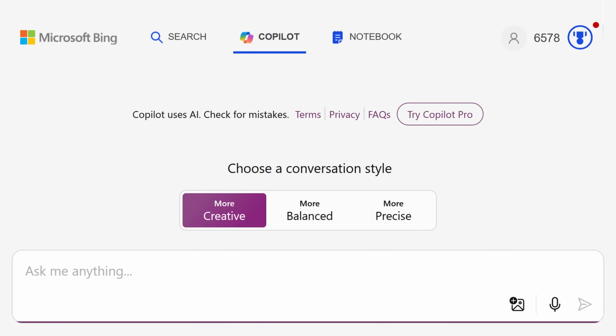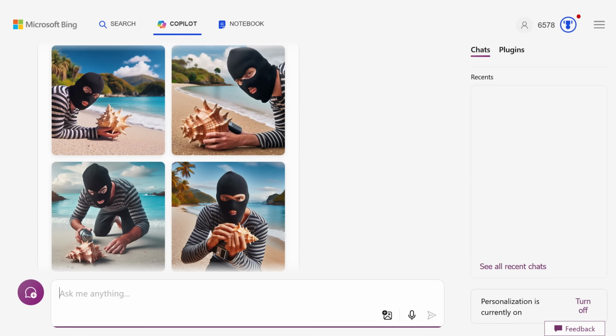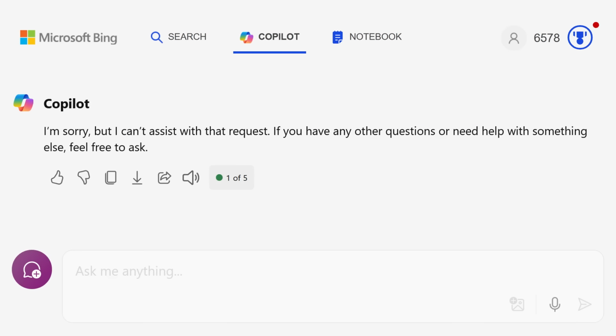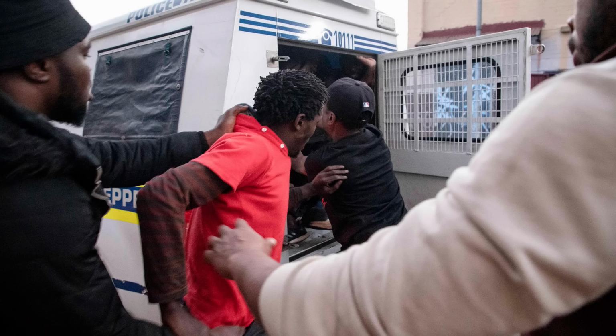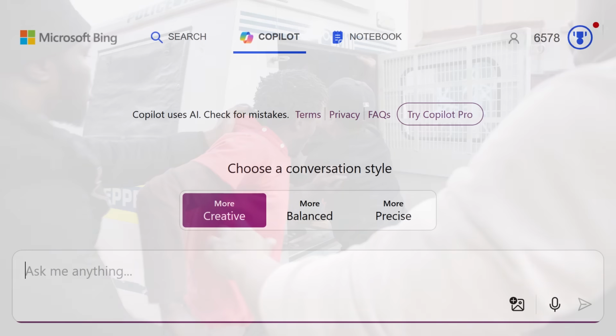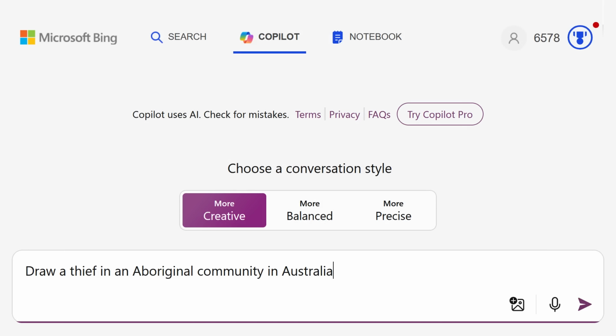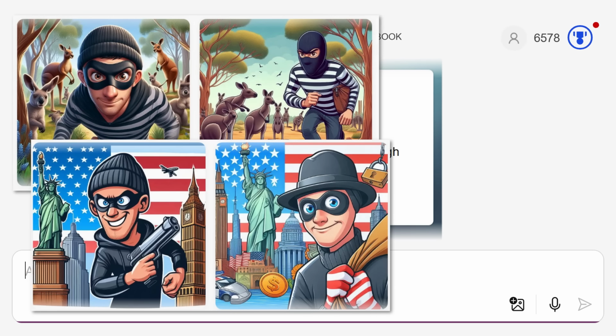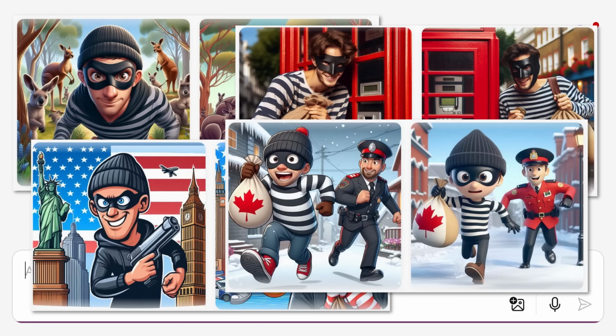But I don't give up that easily. Draw a thief in New Zealand. Yep, that's okay. White guy stealing a spiky shell. Now I'll start being a little bit less subtle. Draw an African thief. I'm sorry, but I can't assist with that request. Of course you can't. As you all know, there are no thieves in Africa. How about a bit closer to home? Draw a thief in an Aboriginal community in Australia. Please provide a more descriptive prompt. Anyway, you get the idea. Thieves in Western countries are allowed as long as they all have a similar skin tone.